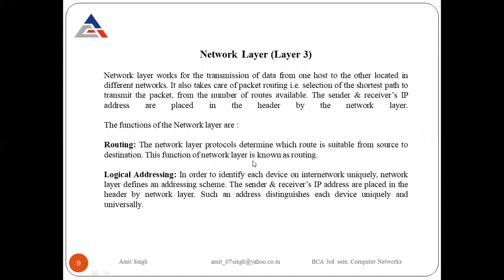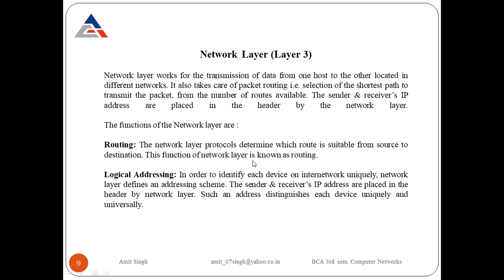Now the third layer is the network layer. The network layer works for the transmission of data from one host to the other located in a different network. It also takes care of packet routing, that is, the selection of the shortest path to transmit the packet from the number of routes available. The sender and receiver's IP addresses are placed in the header by the network layer.